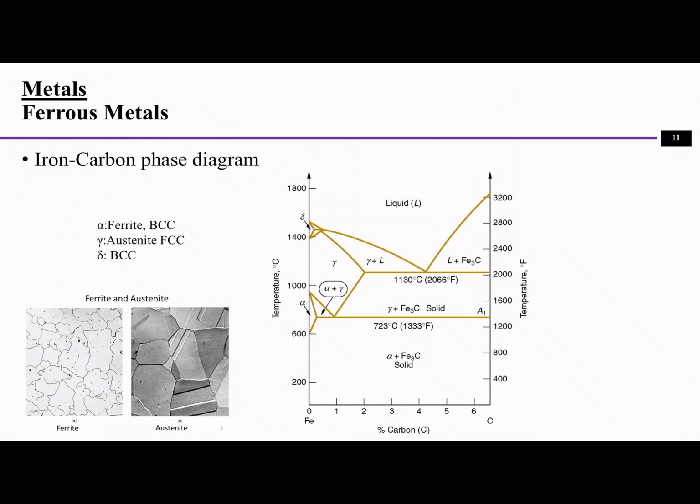First, let's look at this iron carbon phase diagram. This diagram is a very important diagram because for the traditional heat treatment of steel, iron, and cast iron, they use this phase diagram as a guide to process the metals. And you can see the difference between two different phases, ferrite and austenite.